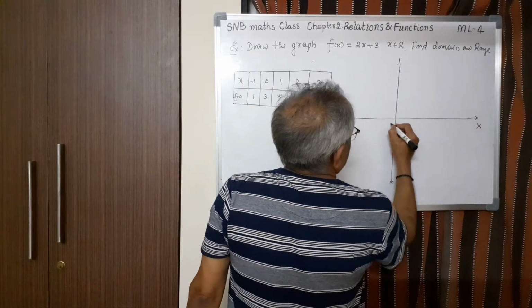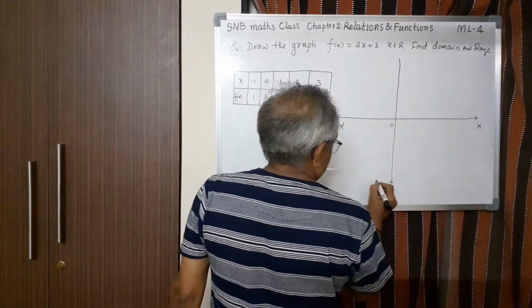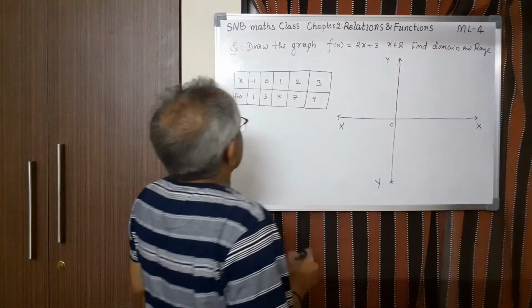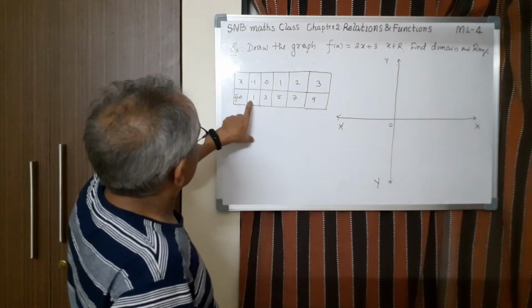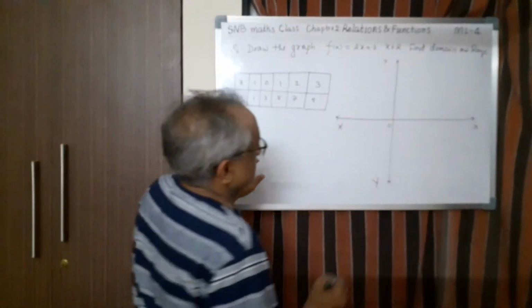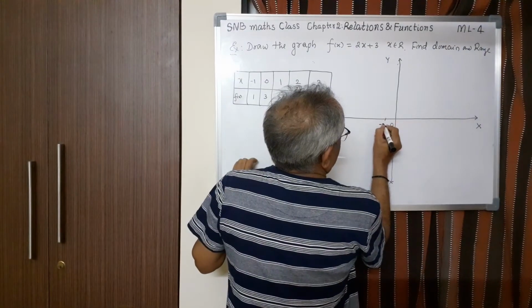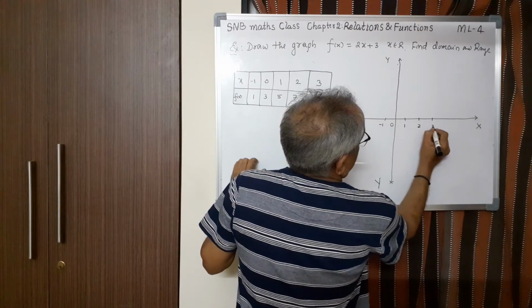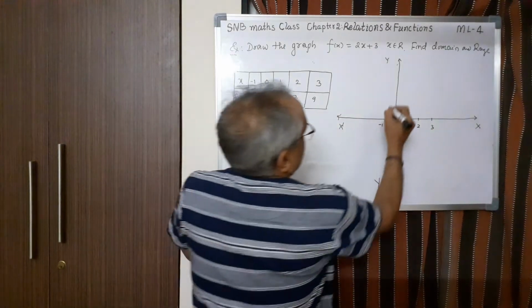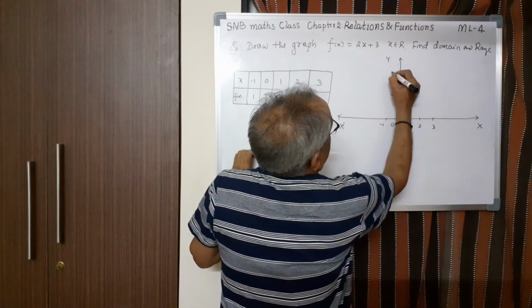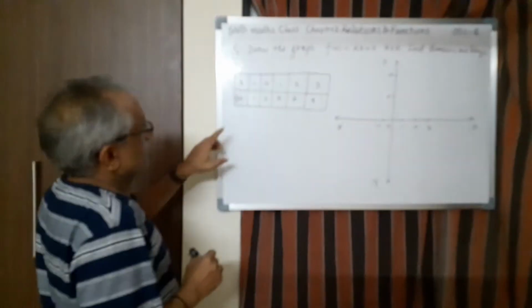So x-axis and y. Let us mark here f of x up to 9, we need. X is from -1 to 3, therefore I can take -1 here, 1, 2, 3. Here maximum I want 9, therefore let me take this as 5, this as 10. Now we have to plot the points.